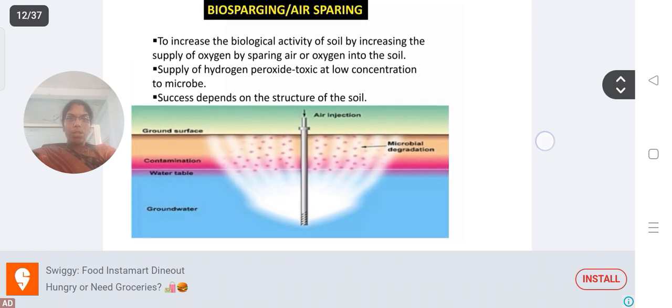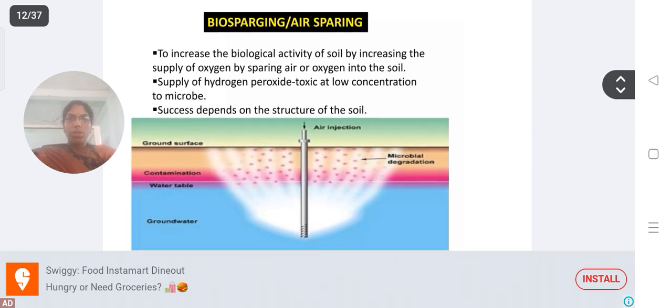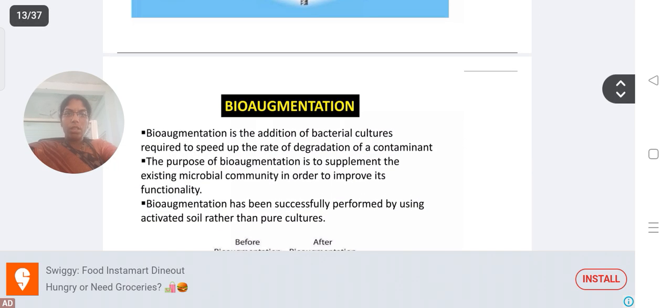Biosparging. So what is meant by biosparging? It increases the biological activity of soil by increasing the supply of oxygen by sparging air or oxygen into the soil, with a supply of hydrogen peroxide at a low concentration, as it is toxic to microbes. Success depends on the structure of the soil. Ground surface, contaminated soil and water soluble groundwater, microbial degradation, air injection is there. So by injecting the air, microbial degradation occurs, killing the pathogens and bacteria in the soil and water.